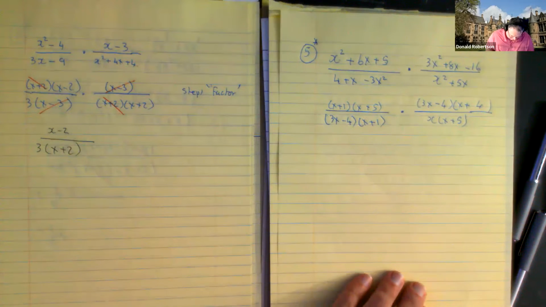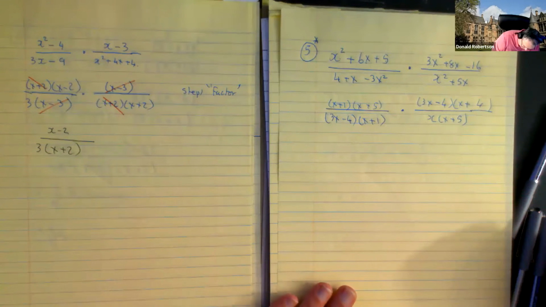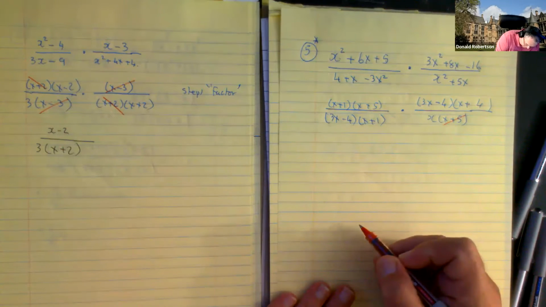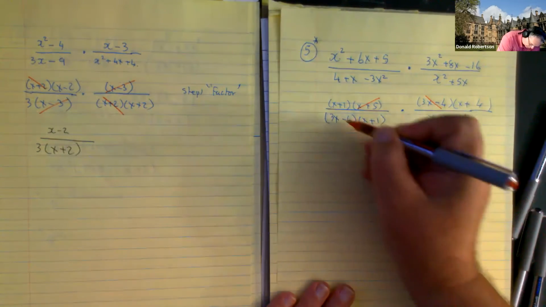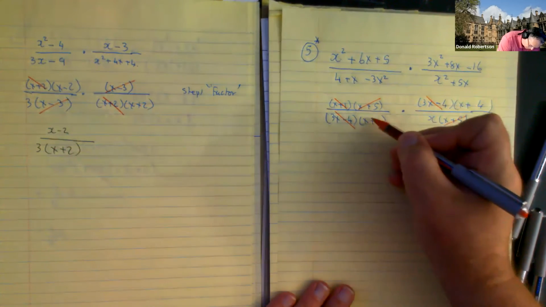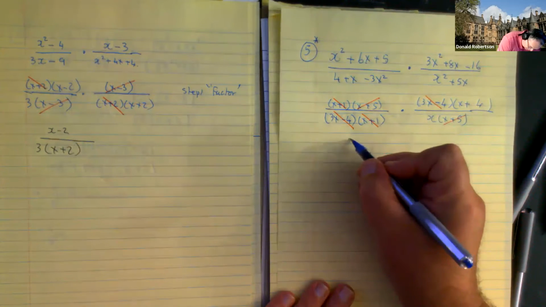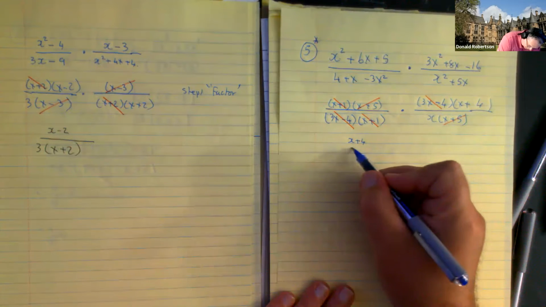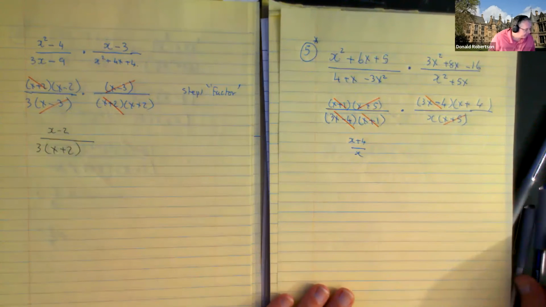So we're now there. And now we just go hunting for things that cancel with other things. There's an x plus 5 here that's going to cancel with that x plus 5. There's a 3x minus 4 that is going to cancel with that 3x minus 4. And there's an x plus 1 and another x plus 1. So quite a lot was cancelled here. I'm left with an x plus 4. And on the bottom, I'm only left with an x. And this is finished.